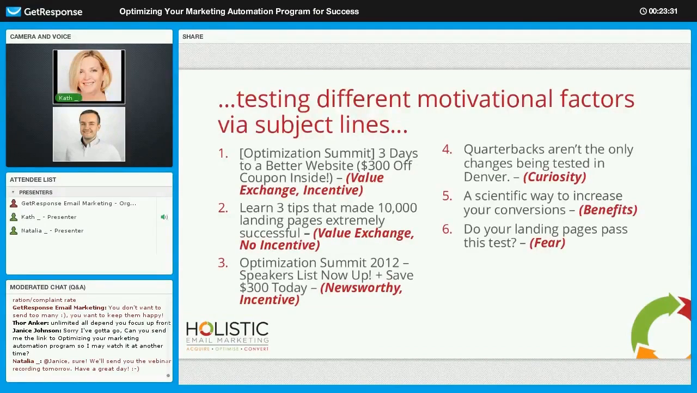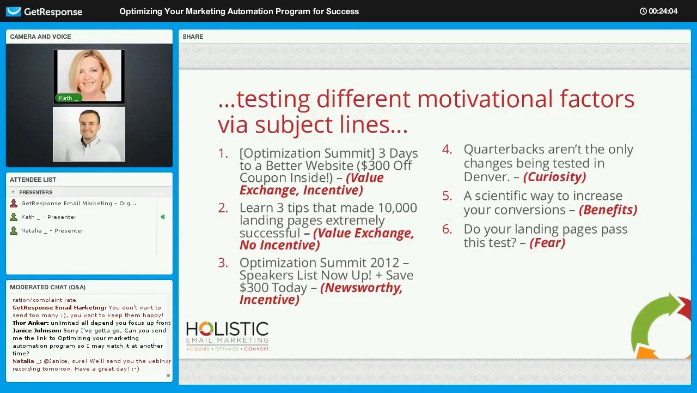Because remembering, our audience is our target market, and that's who we're actually testing. So in this particular one, they're testing different motivational factors using subject lines. Now this is an interesting factor. See how I've worded that. They're not testing subject lines, right? The driver here is actually to test the different motivational factors, and they're using subject lines to be delivering that test. Now that's a really crucial thing to hang on to.